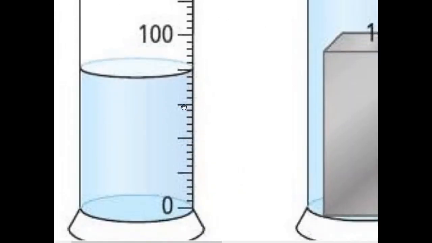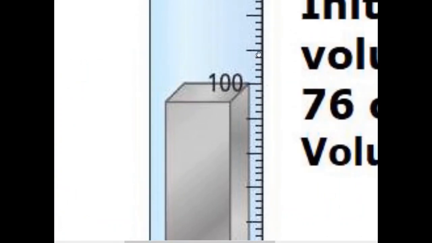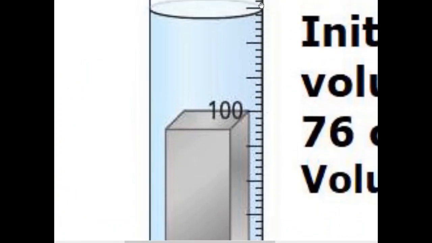20, 40, 60, and before 80 there are 5 marks for 20 units, so that means 1 mark is of 4 units, and the lower meniscus is over here, so 76. Whereas this one is 100, 120, 130, and this is 4 units before 160, so it should be a 156.